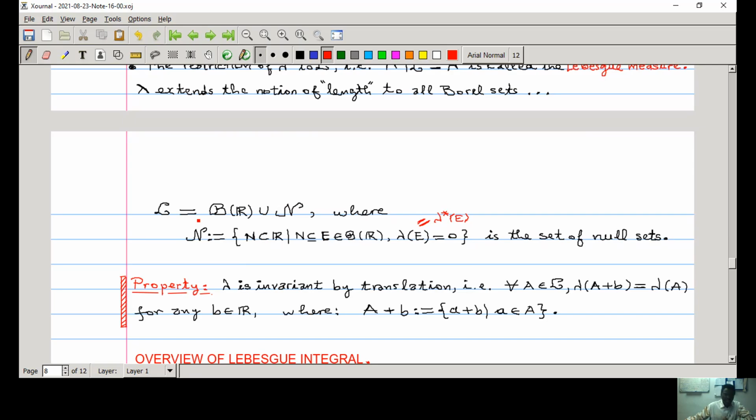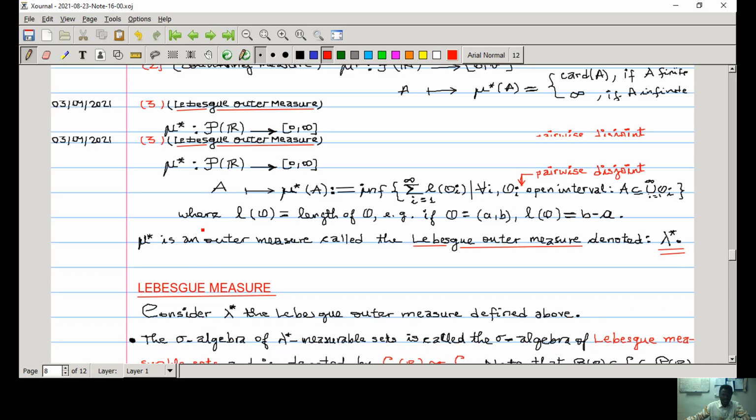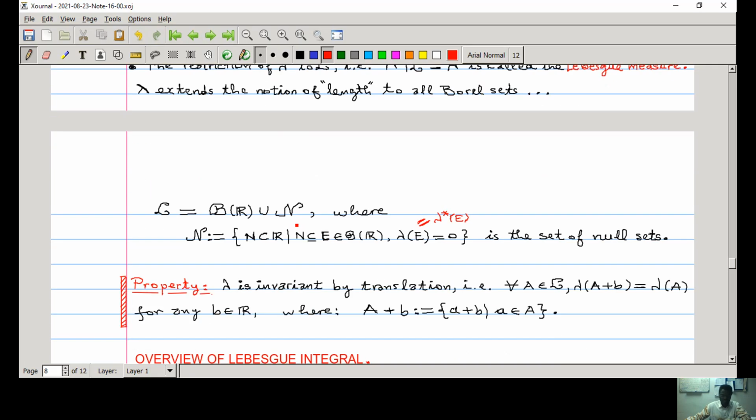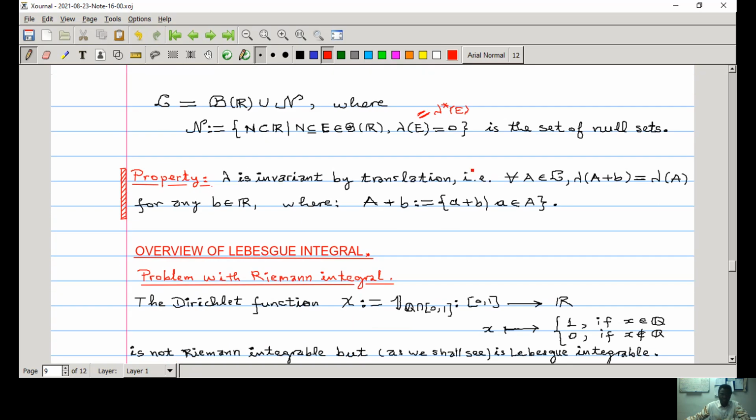Another property of the Lebesgue measure, which we define here: obviously it satisfies all the properties of a measure, but another important property is that it is invariant under translation. This is what it means. If I have a set and I want to compute the Lebesgue measure of that set, and I translate it by any quantity, the measure will be the same.